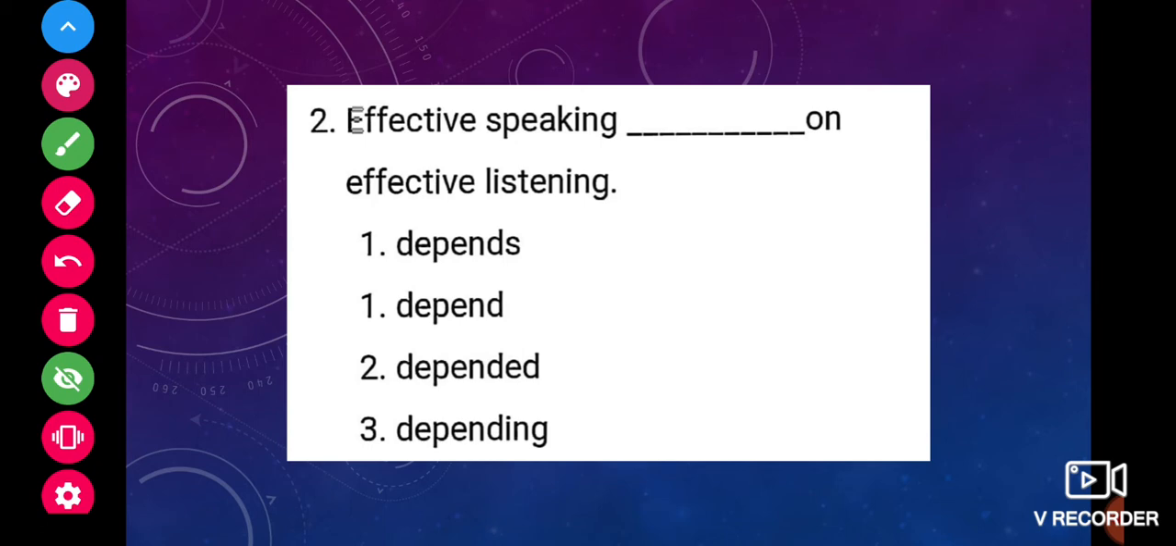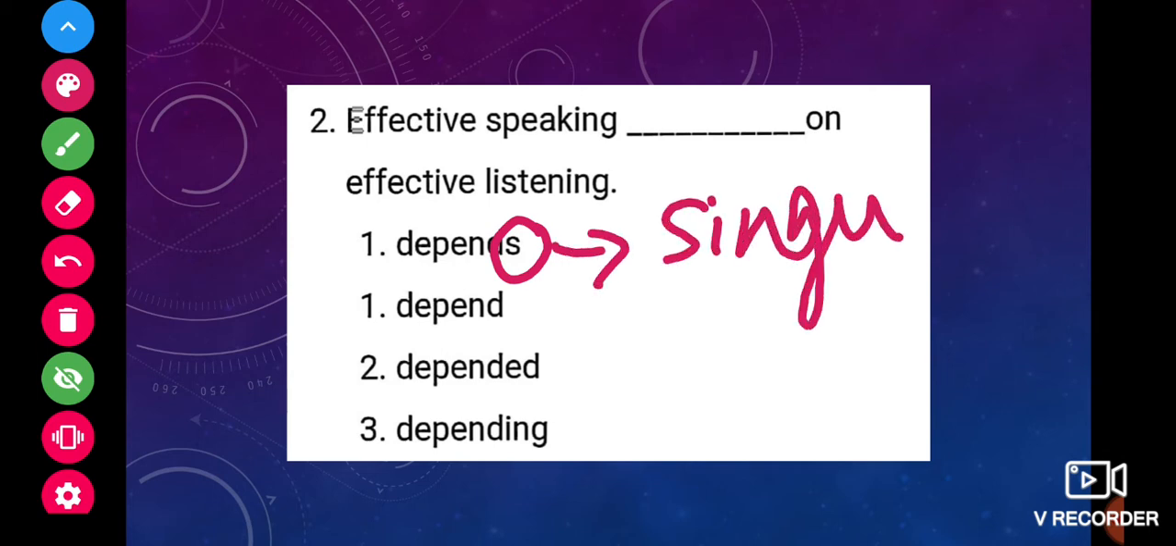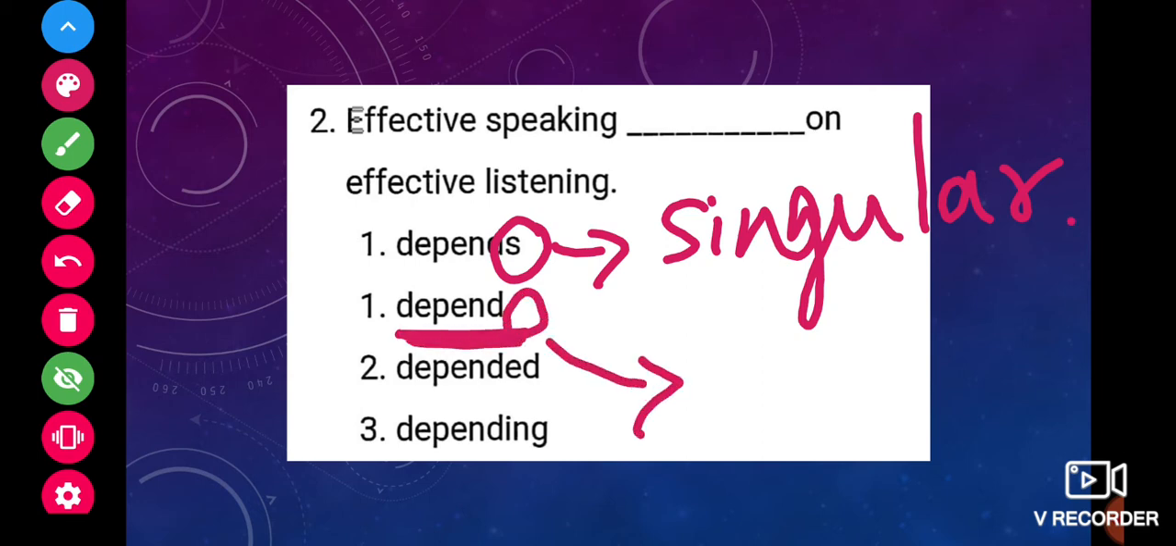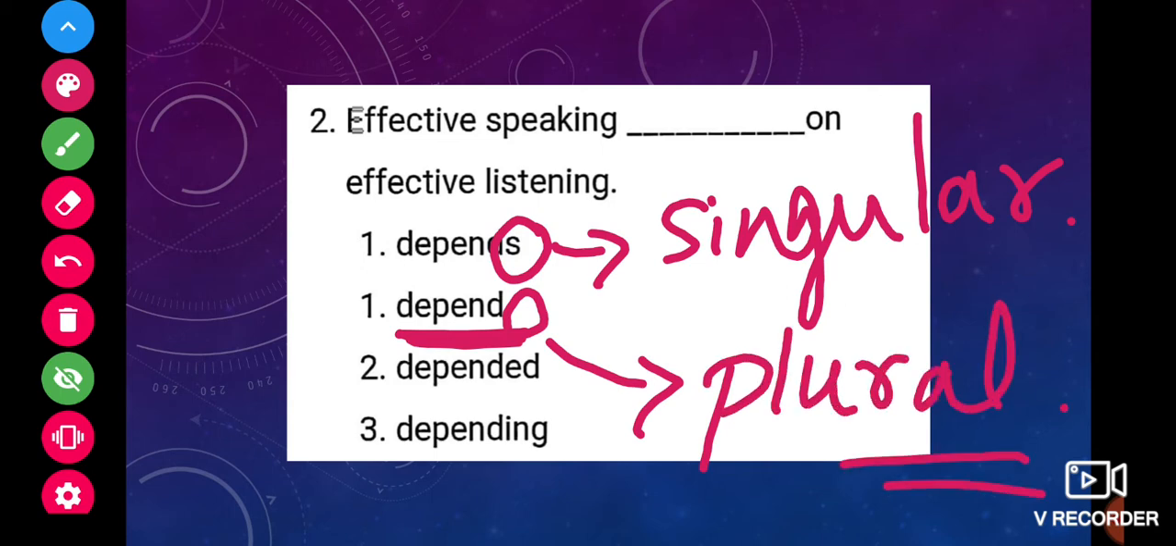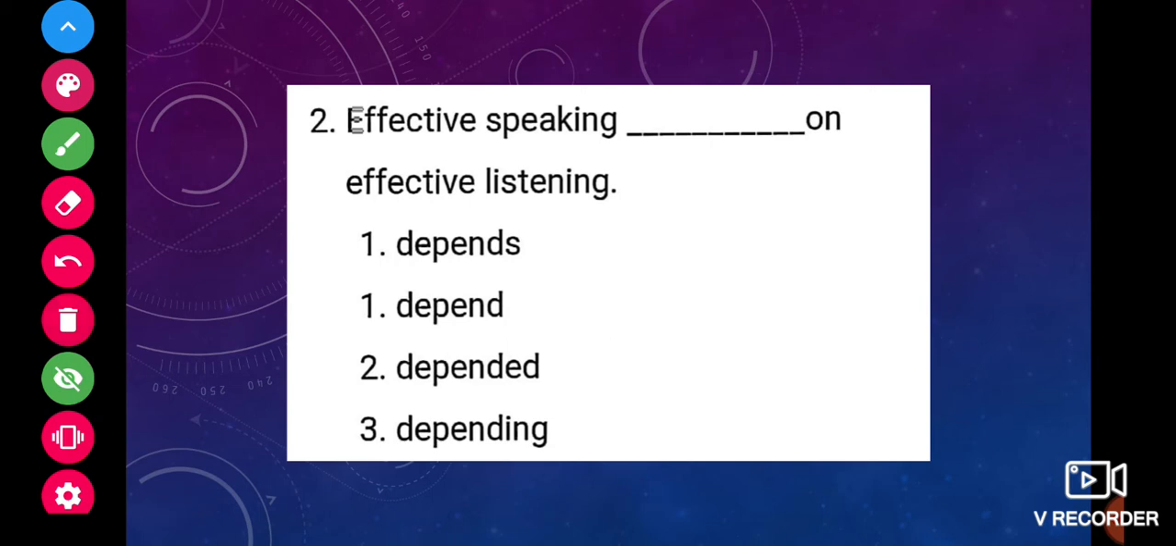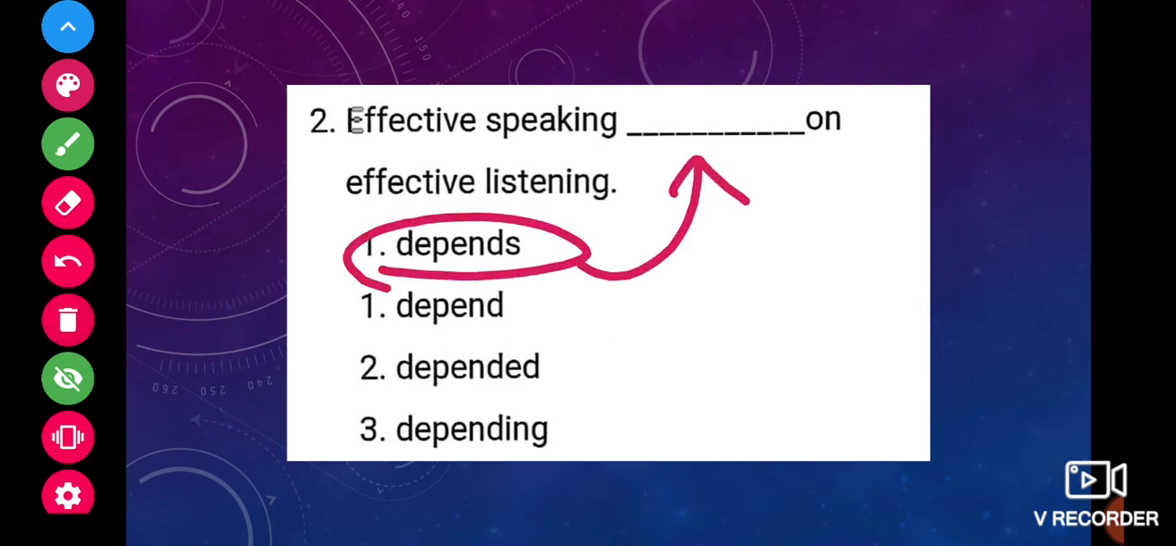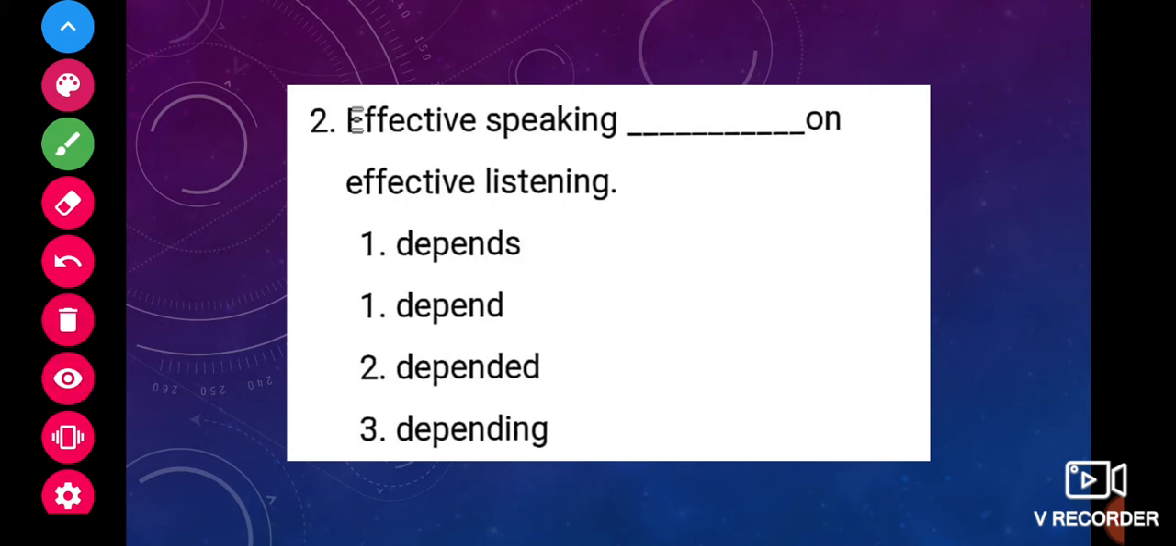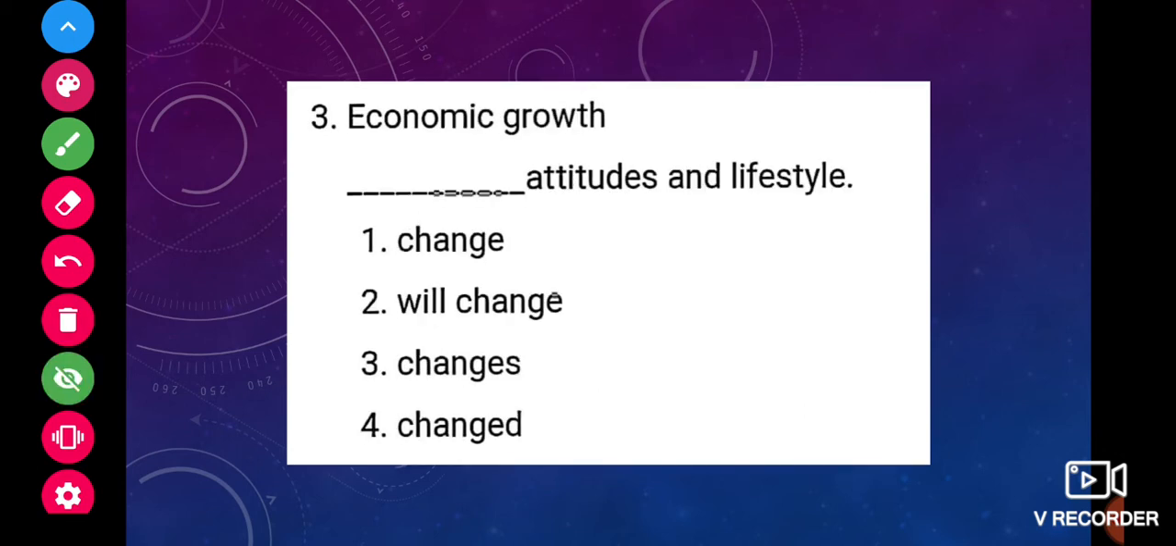For those of you who have forgotten this concept, the verb which has an S at the end is singular, unlike the noun, and the verb which does not have S at the end, that is plural, again unlike the noun. So here depends is the correct answer. Let us move on to the next question.